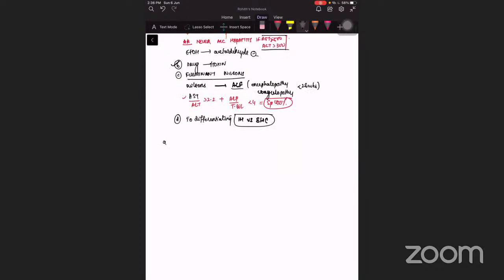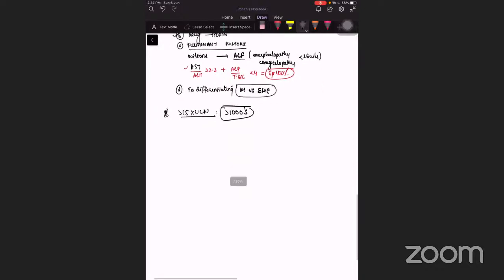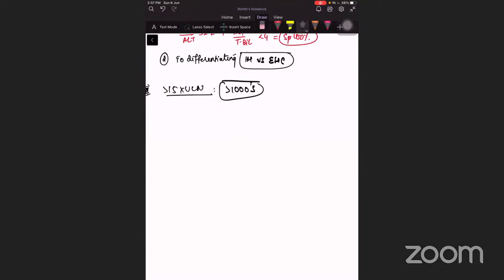The other extent of rise is more than 50 times the upper limit of normal. Usually you will have it in thousands. This is one of the common things that they ask whenever you get AST and ALT in thousands. There are very few differential diagnoses here, and this is one thing that should never be missed.